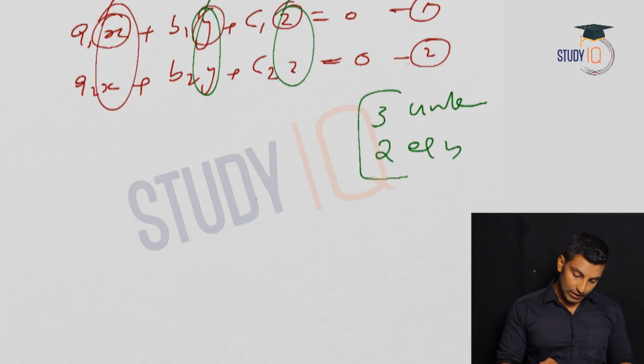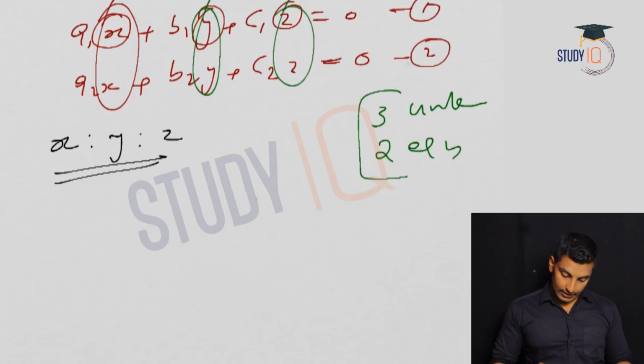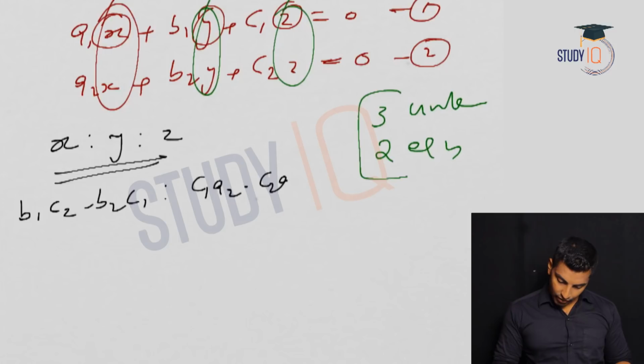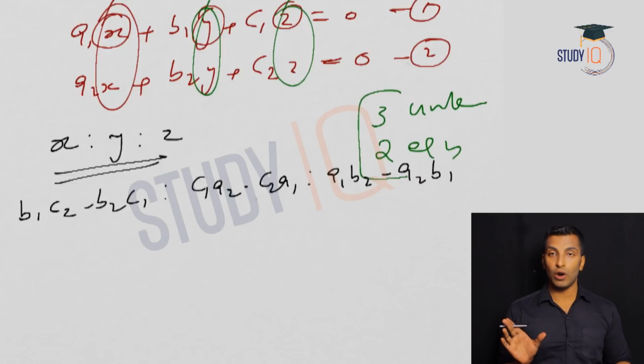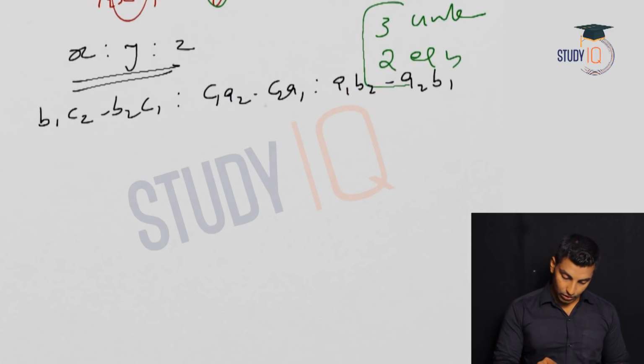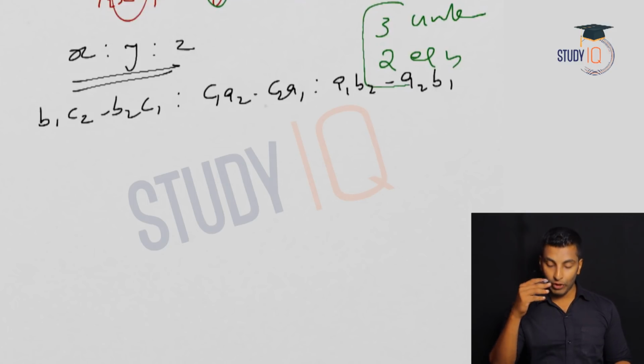Even if the third equation is not available, we can find the proportion of x is to y is to z. x will be b1c2 minus b2c1, y will be c1a2 minus c2a1, and z will be a1b2 minus a2b1. You should write in this order. If you want a shortcut or a method to remember this, it is what we have seen in schools. If you remember, we discussed this in 9th or 10th standard.